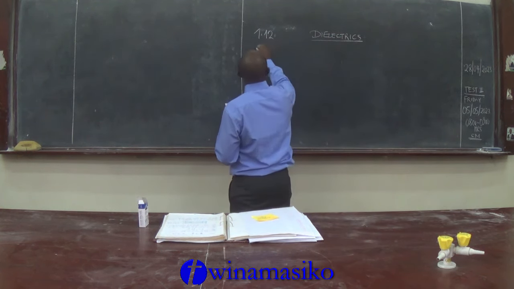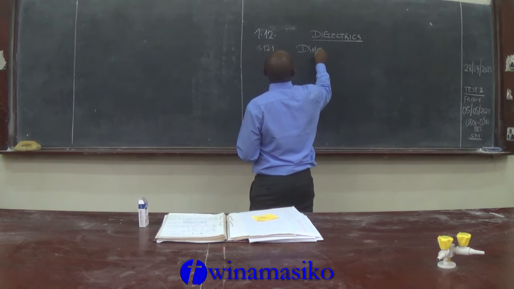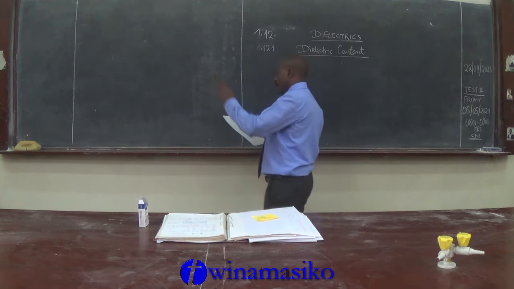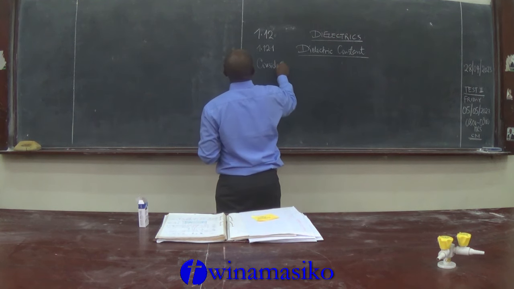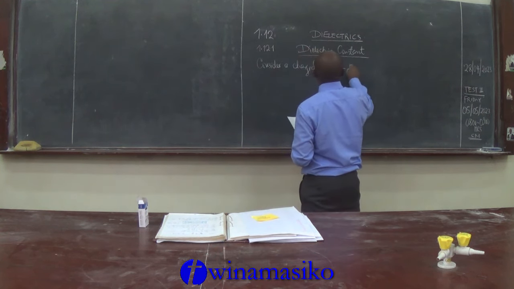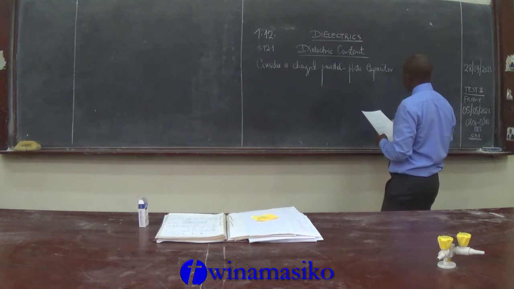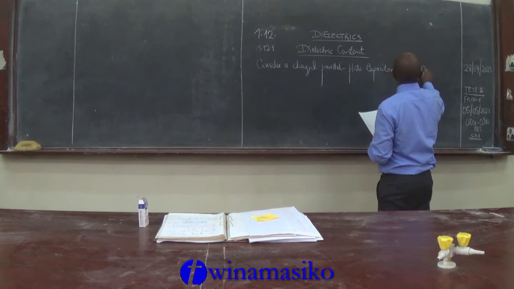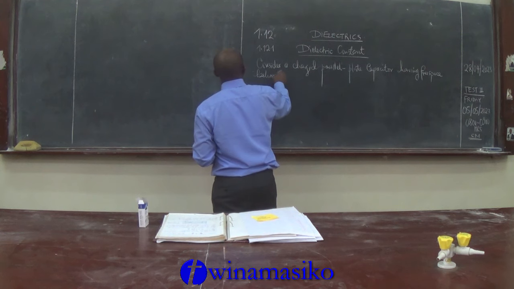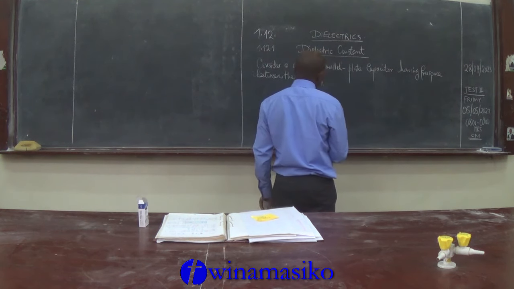And so we need to know a little bit about dielectrics. We start with understanding the dielectric constant. So we consider a charged parallel plate capacitor, having free space between the plates. So we draw a capacitor.